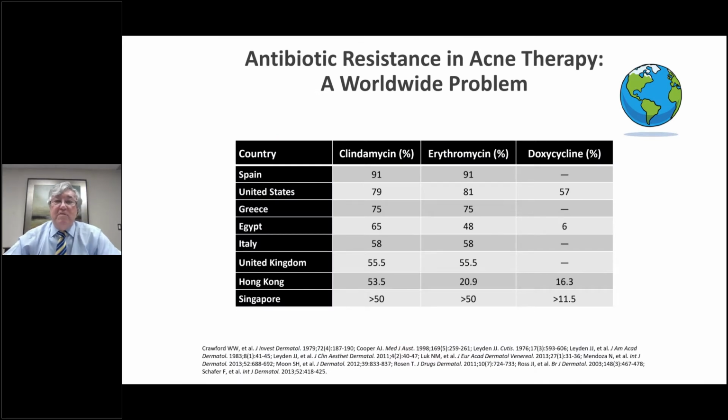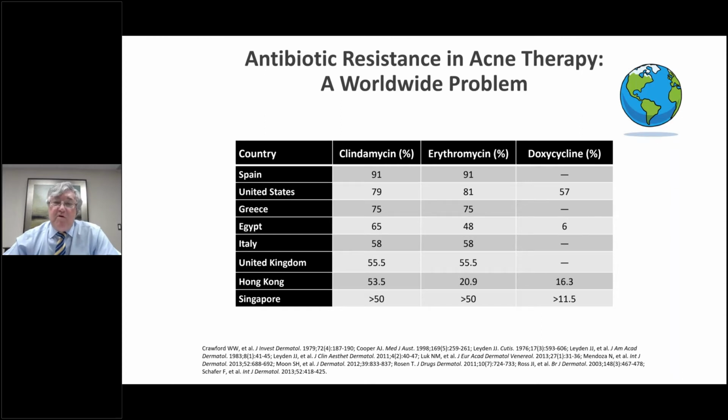This is just a little table, again, just showing you antibiotic resistance in acne therapy, a worldwide problem. You can see the isolates in Spain, and roughly 90% are resistant to topical clindamycin and erythromycin. United States is a little bit lower, around 80%. You can see the figures all over the world. This is a problem. We see resistance to the drugs that we used to use.